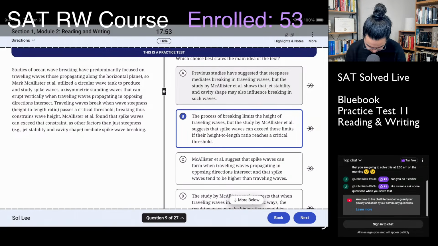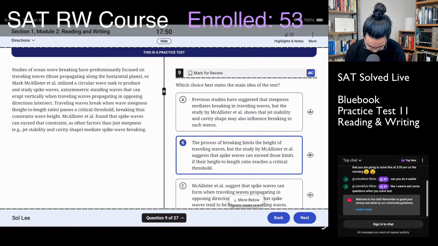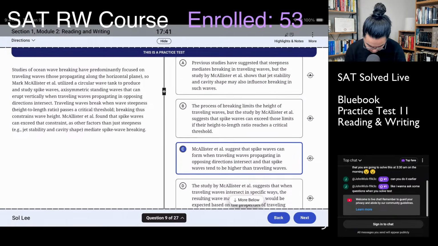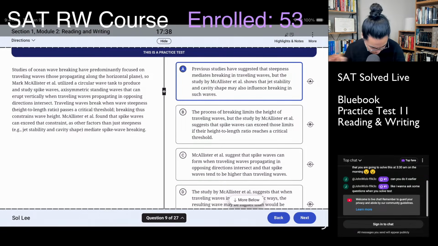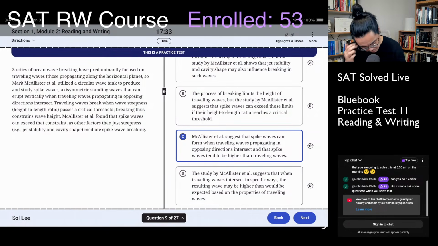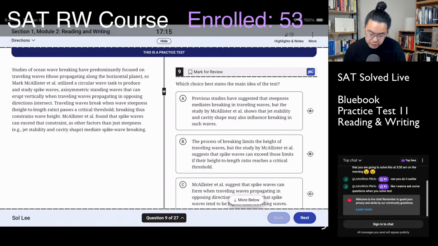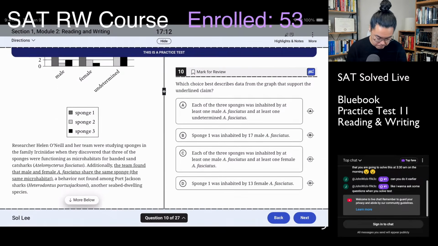Oh, that's no. No, not in traveling waves. Okay. Well, it could be traveling waves if it's two traveling waves in opposite directions, but that's kind of a verbal ambiguity there. So A could be correct. I'm going to come back to that. Tend to be higher is the wrong word. We don't know about tend. We know about possibility. When traveling waves intersect in specific ways, that sounds good. The resulting wave may be higher than. Yes, that is correct. Okay. I was definitely helped by the fact that I've seen that question before somewhere.